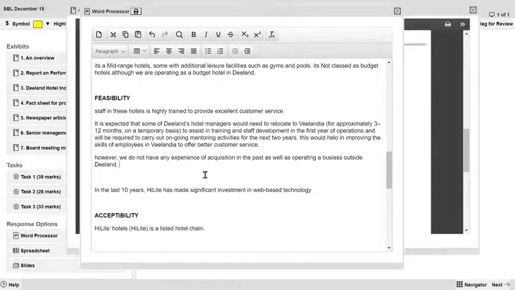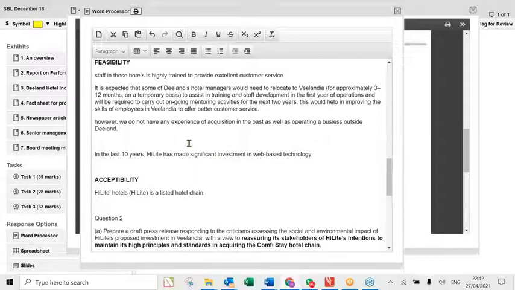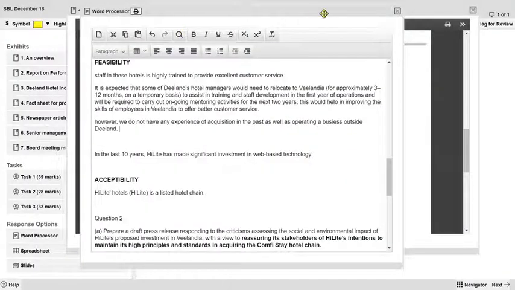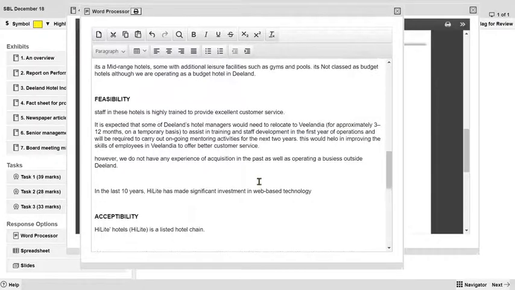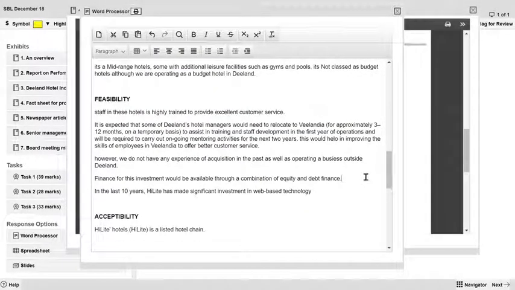Alas. Do we have the financial resources to acquire? I don't know. So let's read. There is something given. Finance for this investment would be available through a combination of equity and debt. Can I just copy paste this? Go to my Word and paste it. And then technology. Highlight has made some significant investment in web-based technology. We can use this once we acquire.